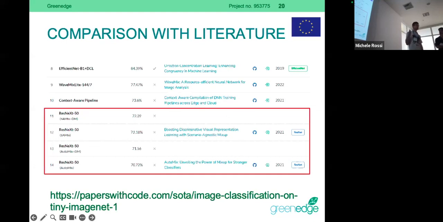Here, we are comparing our models to, let's say, the literature. And we have found this site, which is Papers with Code, that is just a catalog, a classification of the models that are used on this particular dataset and also other datasets. But for our case, for Tiny ImageNet, we see that ResNeXt 50 scored 72.39% accuracy. And instead, our models scored 82% accuracy. So there is an improvement, and probably due to the early exit.